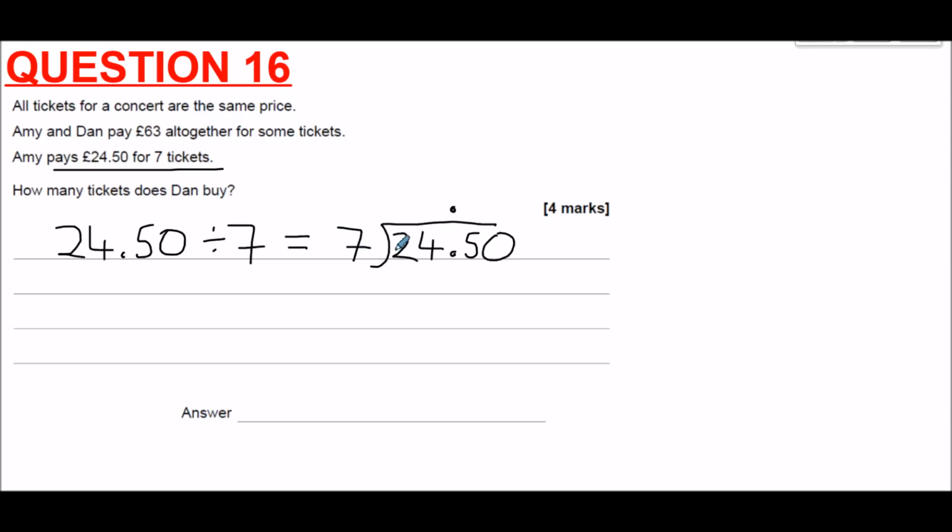So first of all, can we fit 7 into 2? No, we can't. So that 2 is a remainder, which moves on next to the 4. So now we've got 7s into 24, which we can fit 3. 3 7s are 21, so we have 3 left over. 7s into 35 goes 5 exactly, with nothing left over, and 7s into 0 goes 0 times. And so that tells us that each ticket is £3.50.